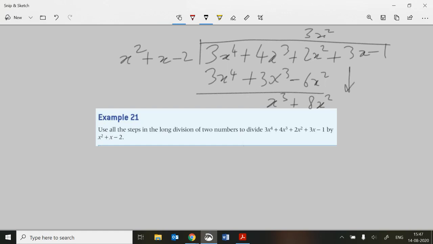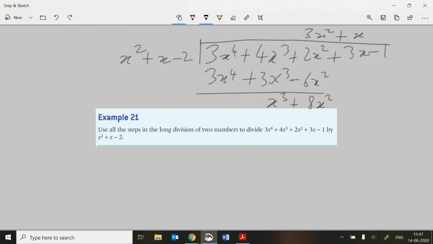Now we're going to do the same process again. Now I guess we could bring this down if we want to, the 3x. But in fact, we don't really need to here because we're only really saying what's x squared into this. Okay, so it's only this into the first term. Now, when we do our multiplication, we'll probably need to bring this down in a bit, but let's not worry about that just at the moment. So we're saying x squared into x cubed is going to give us x times. Okay, so all we're doing is x cubed divided by x squared gives us x.